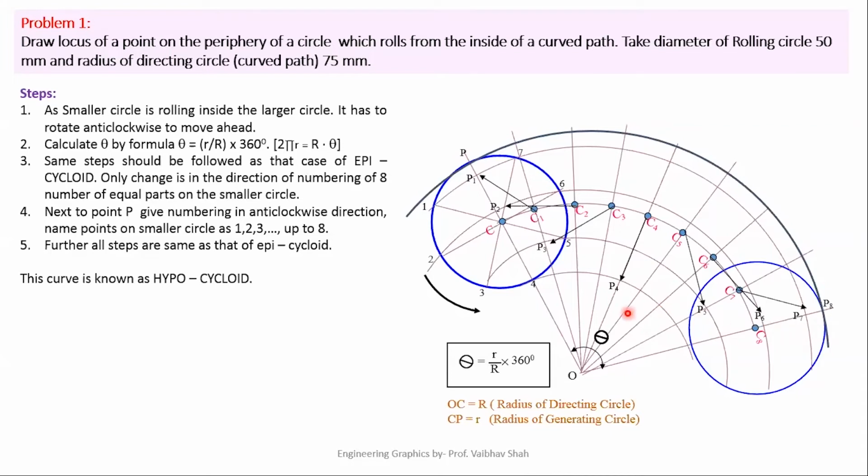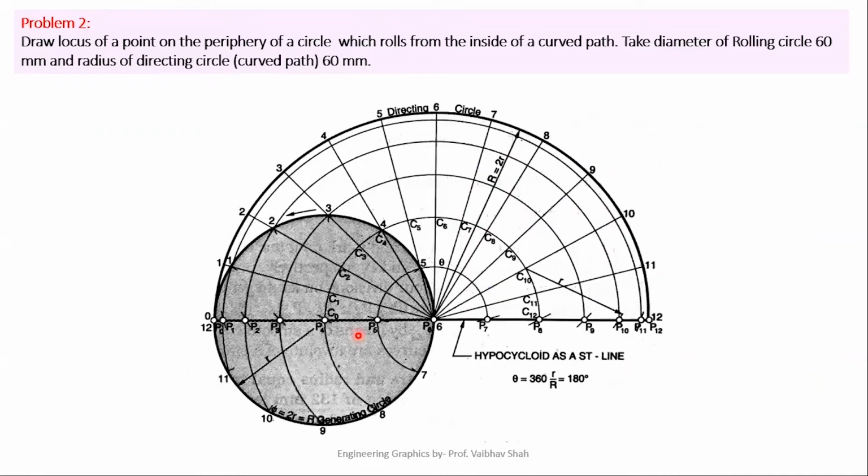After defining all these points, you have to just simply connect these points by a dark smooth curve, and you will be having this curve, which is nothing but your required hypocycloid. So now let us see one more example based on hypocycloid.